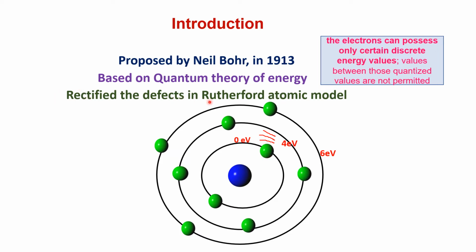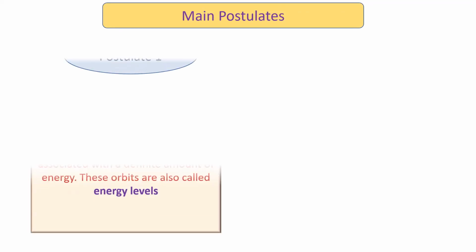The Bohr model rectifies the defects in the Rutherford atomic model. The Rutherford atomic model has some drawbacks. The revolving electron around the nucleus will lose energy continuously and will fall into the nucleus. This is the drawback of the Rutherford atomic model, and this was corrected by Niels Bohr. There are some postulates of this model. We will discuss them one by one.